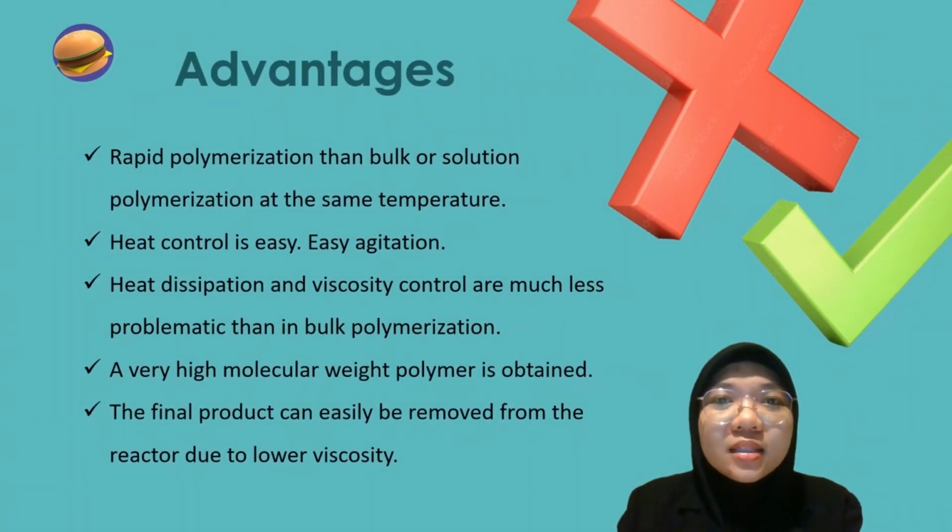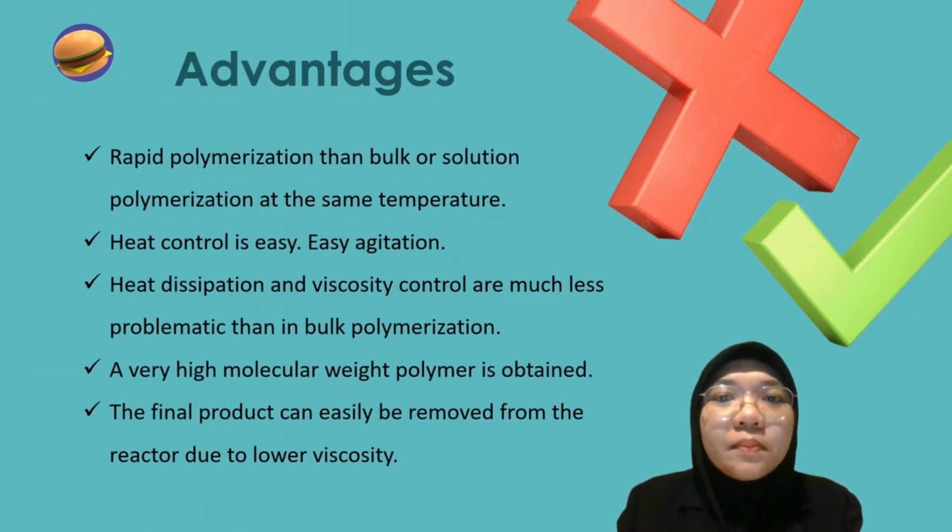First, the advantage is that emulsion polymerization is more rapid than bulk or solution polymerization at the same temperature. Next, the heat control is easy and agitation is easy. Heat is relatively easy to remove from the reactor with water as the continuous phase, and it is suitable for the production of soft and sticky polymers. It also doesn't have a problem related to chain transfer or heat transfer.